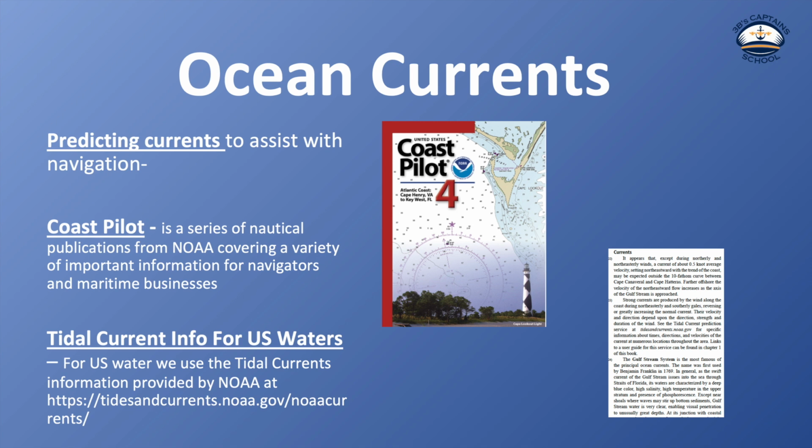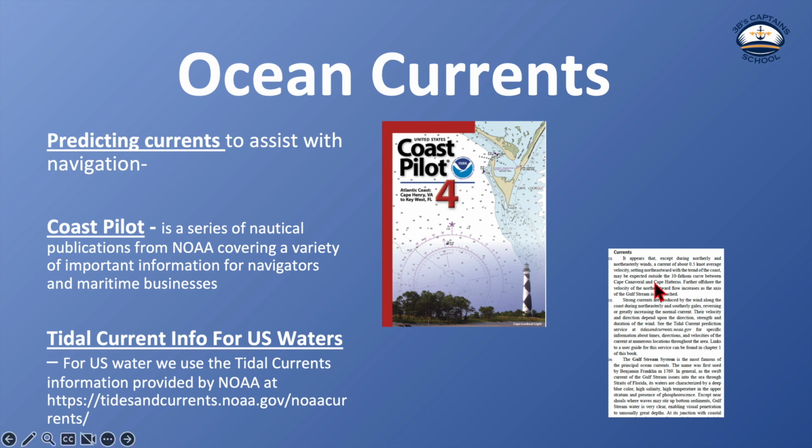I apologize, I've got this on my computer screen and I can't read what it says. The print's too small. Actually, I can see it here. So it appears that except during northerly and northeasterly winds, a current of about half a knot average velocity, setting northeastward along the coast, may be expected outside the 10 fathom curve between Cape Canaveral and Cape Hatteras. Farther offshore, the velocity of the northeastward flow increases as the axis of the Gulf Stream is approached. So this gives you some basic information on this current that's flowing between Cape Canaveral and Cape Hatteras.